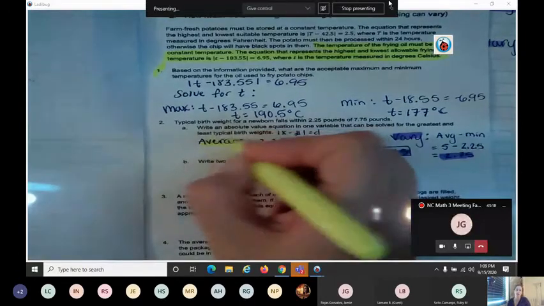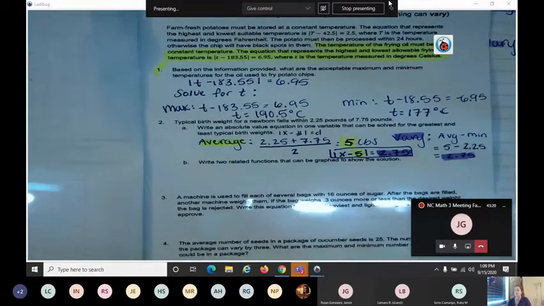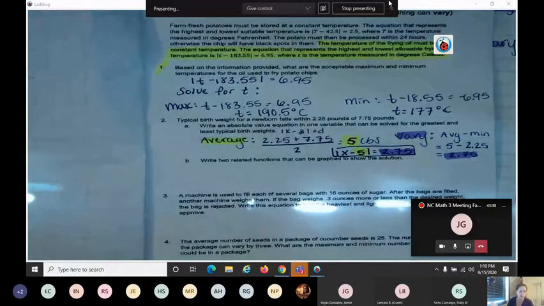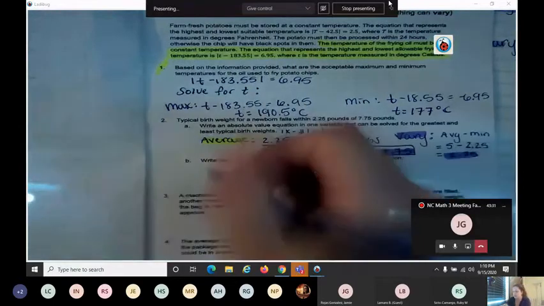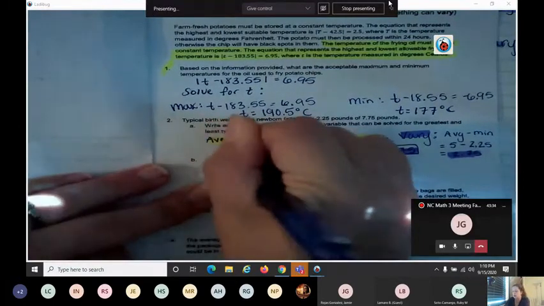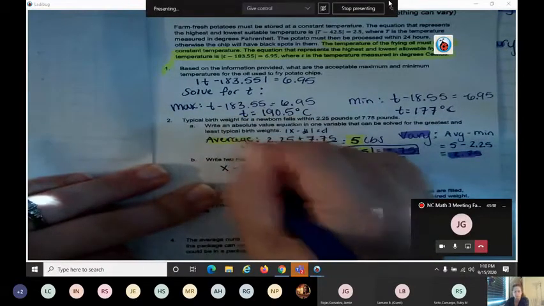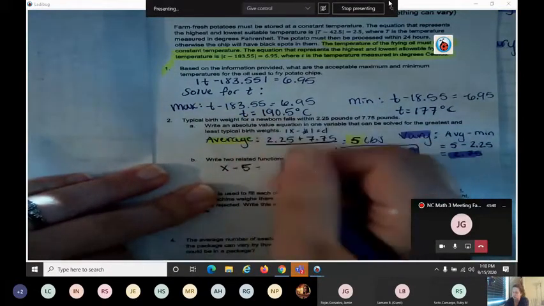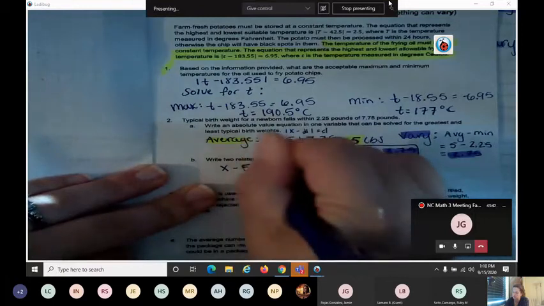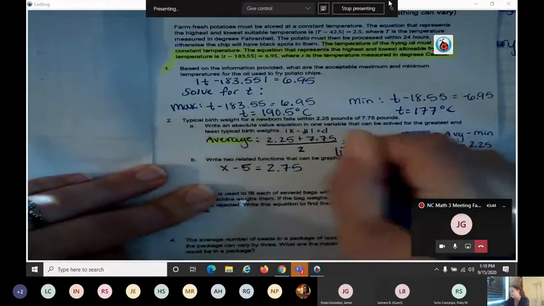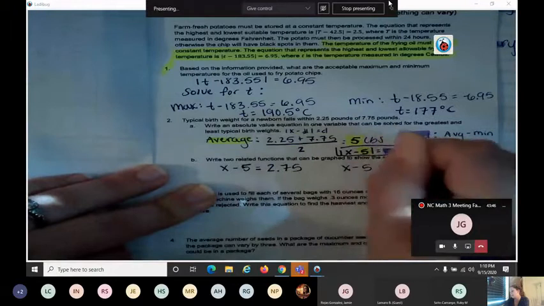All right, so that's how we calculated each part of that. The final answer is this equation right here. This is two related functions that can be graphed to show the solution. All it's asking you to do is rewrite that function in its two forms. So x minus 5 equals 2.75 and x minus 5 equals negative 2.75.